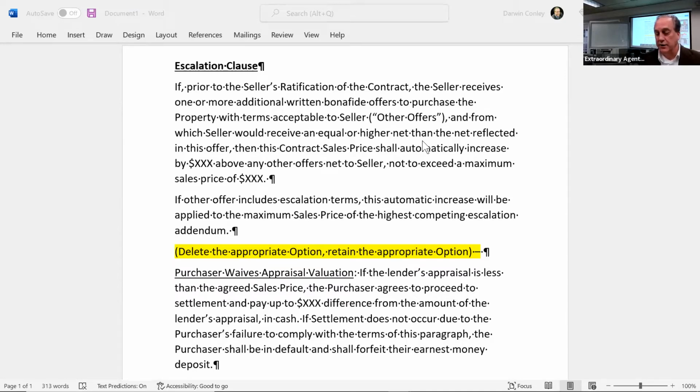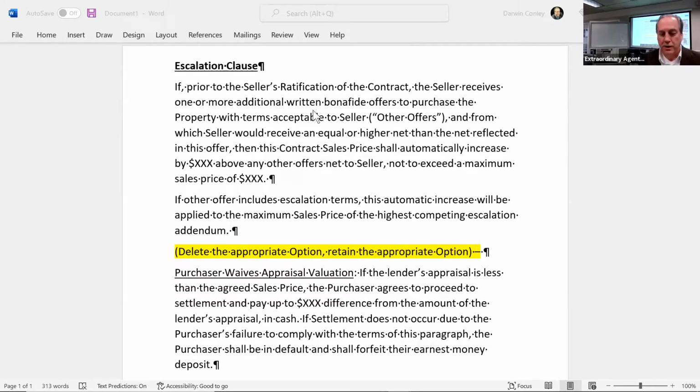Now, this is a key that is different from many others. So you can't use somebody that's asking for 6% on an FHA against us. So we're dealing with the net rather than just the offer price itself. So should receive an equal or higher net than the net reflected in this offer, then the contract sales price shall automatically increase by blank amount of dollars. Now that's what we have to determine with the buyer, what they want to do.